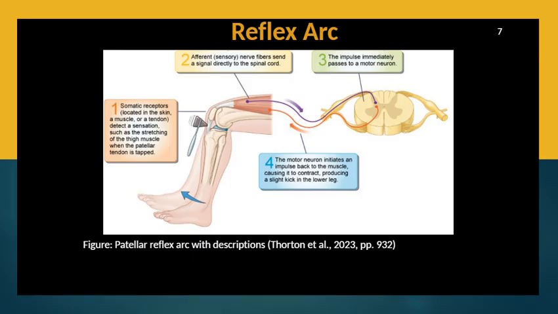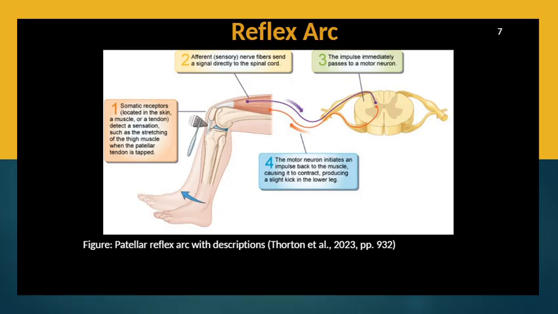They are protective actions that help maintain posture, prevent injury, and support normal body function. The reflex shown here is the patellar or knee-jerk reflex. It begins with somatic receptors located in the skin, muscles, or tendons. In this case, tapping the patellar tendon causes a quick stretch in the quadriceps muscle. These stretch receptors sense that sudden change and generate a nerve impulse.